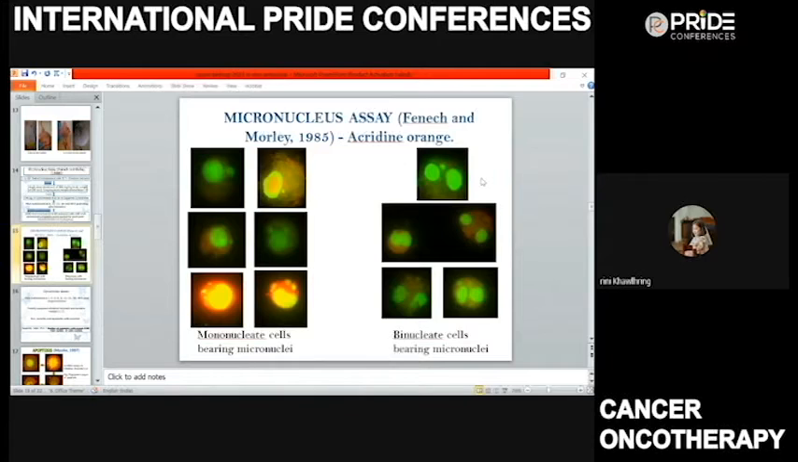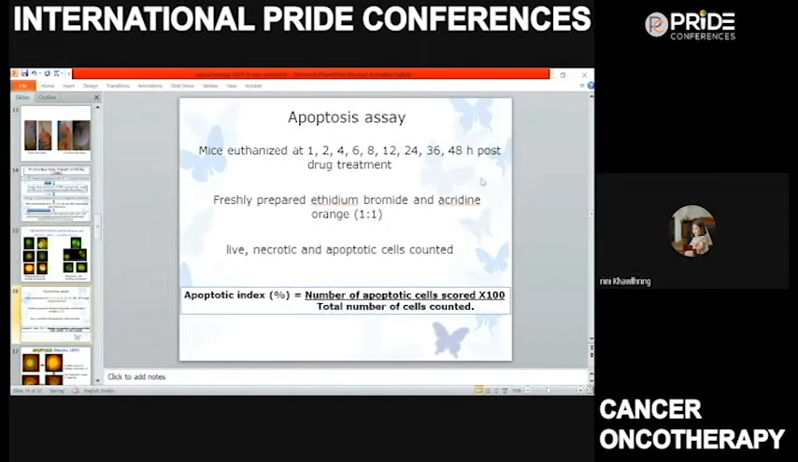So these are some micronucleus pictures: mononucleated cells that bear micronucleus, as well as binucleated cells that bear micronucleus. And the next assay is apoptosis. For this, the grouping and the treatment was similar to the micronucleus assay. The mice were euthanized at 1, 2, 4, 6, 8, 12, 24, 36, and 48 hours post-drug treatment.